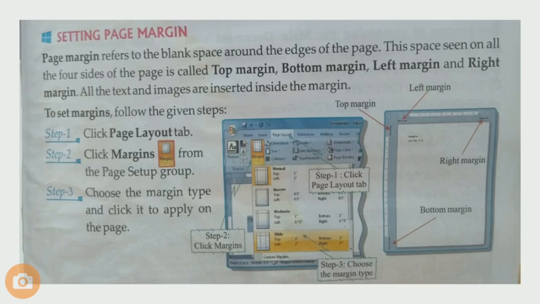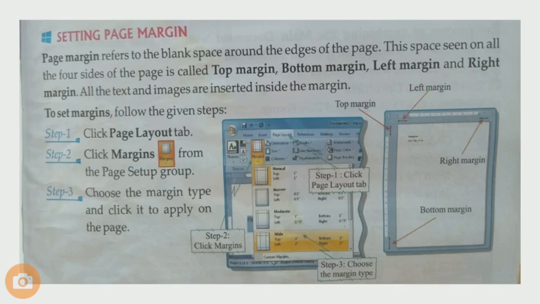Students, when we use our notebook, then we see a systematic space around every line. Page margin refers to the blank space around the edge of the page. This space on all 4 sides of the page is called top margin, bottom margin, left margin and right margin. All the text and images are inserted inside the margin. To set the margin, follow the given steps. Click the Page Layout tab. Click Margins from the Page Setup group and choose the margin type and click to apply.